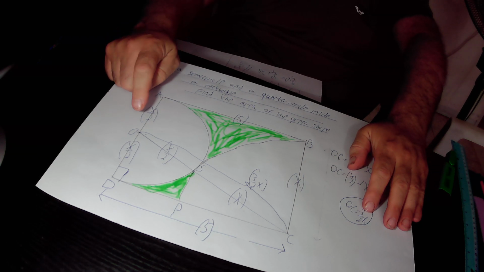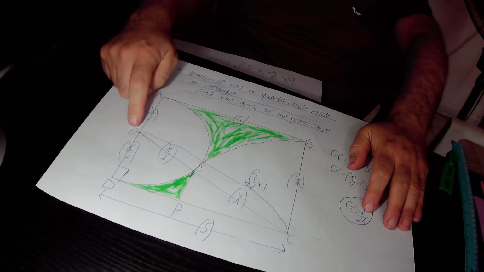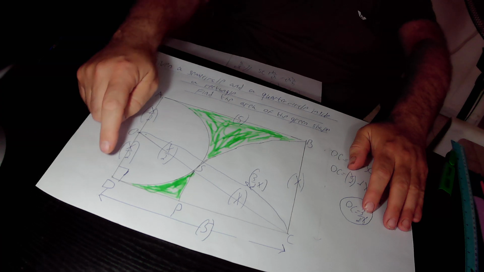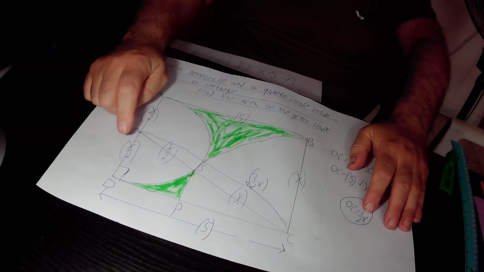We define the center of this semicircle, this point, as point O. So the radius OA equals x over 2 units in its length, and the radius OD also equals x over 2 units in its length.